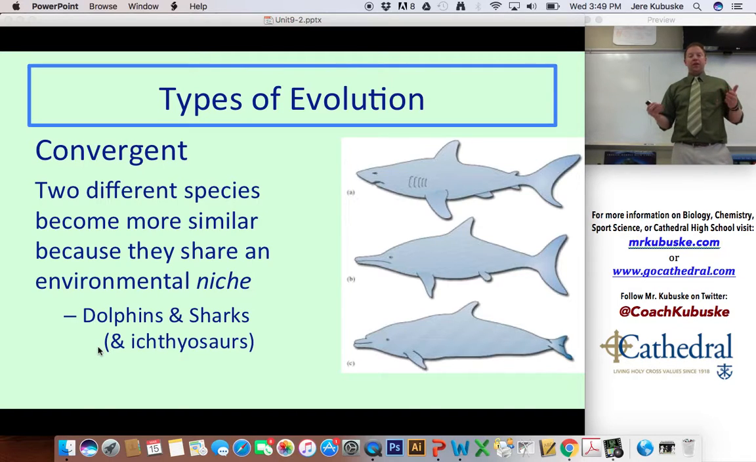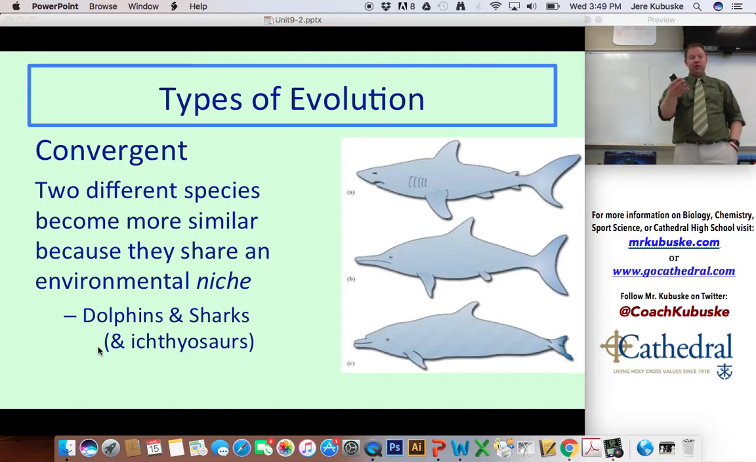Convergent evolution is the opposite idea. It's the idea that I have two different species, two completely different species, but over time they start to look or act more and more similar. And the reason for that is because they occupy the same ecological niche, meaning they occupy the same place in their food chain or in their environment.